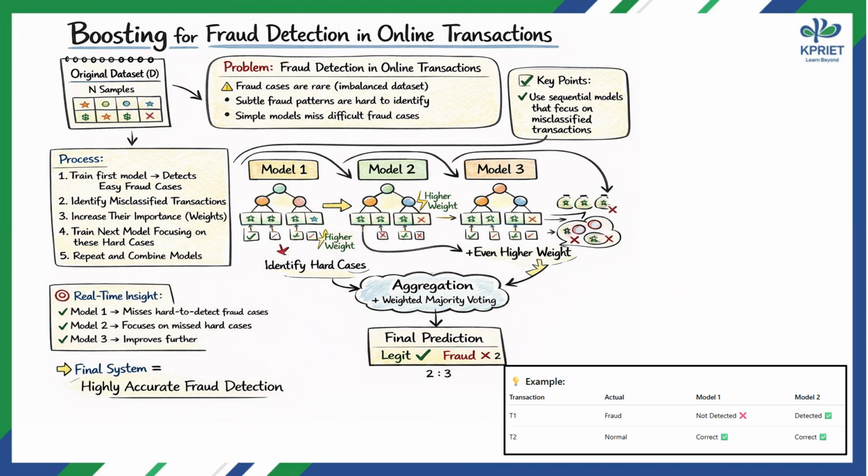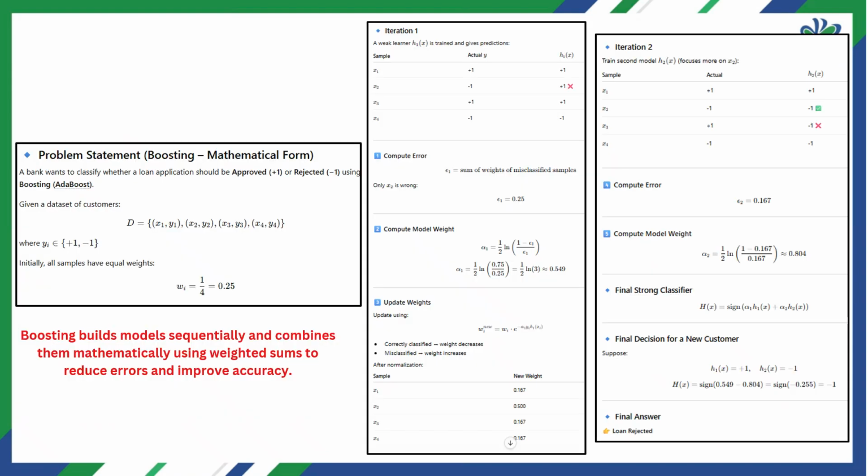Now the aggregation is performed with weighted majority voting. If fraud is identified, then it is labeled as fraud, and if the final prediction is good, then it is legit. So the final system will be a highly accurate fraud detection system because it is passing through multiple models. As a result of this, fine tuning is done, and my final result will be a better result. So this is a practical example of it.